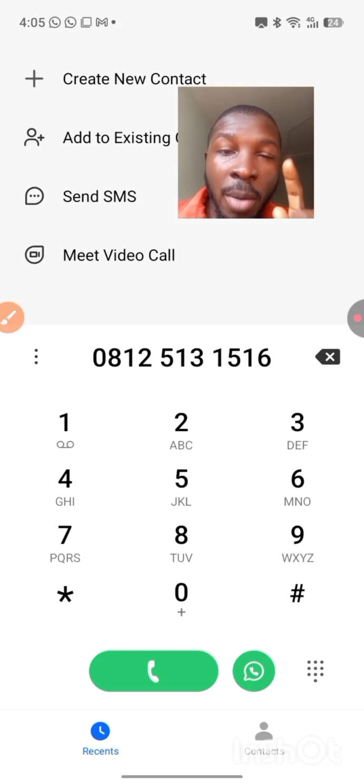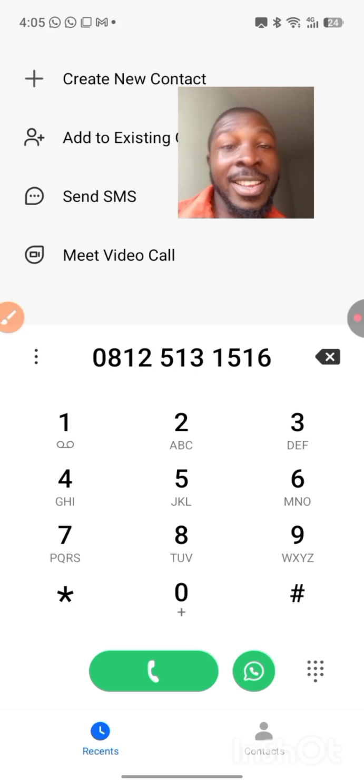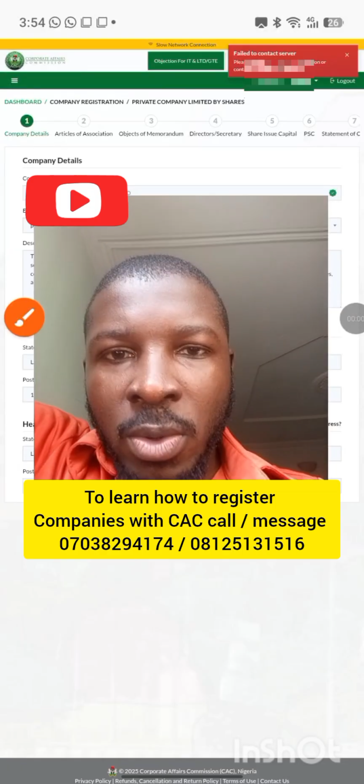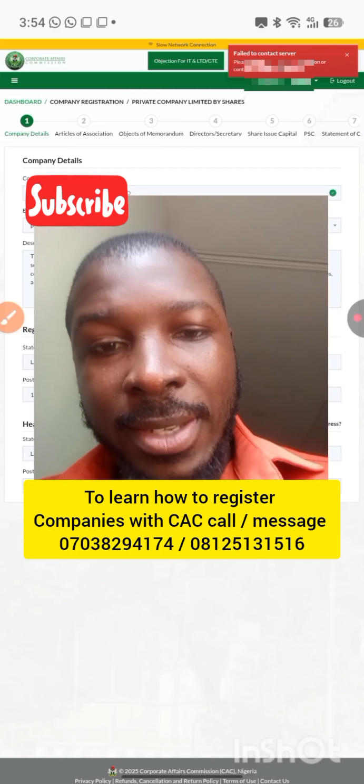For your information, company registration with tax identification number is only 45,000 naira. Yes, it is no longer 60,000. I'm running it for 45,000 naira, and it's coming with a tax identification number. Exactly, it's coming with a tax identification number.